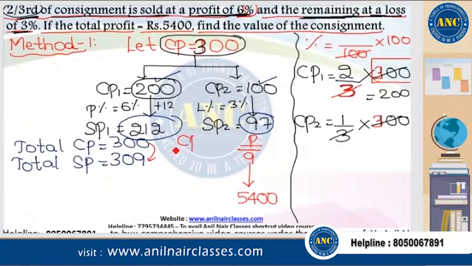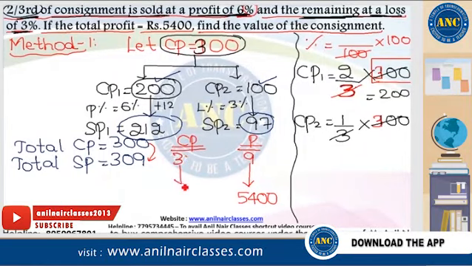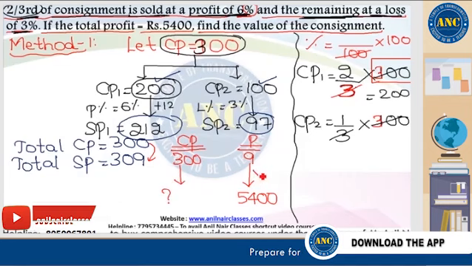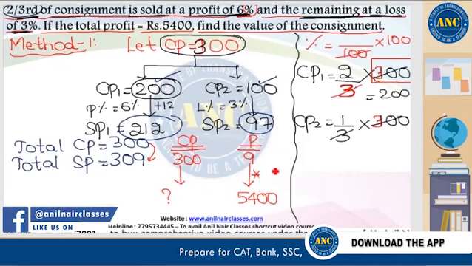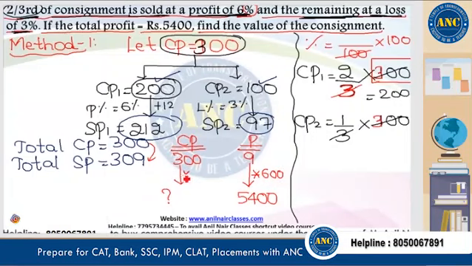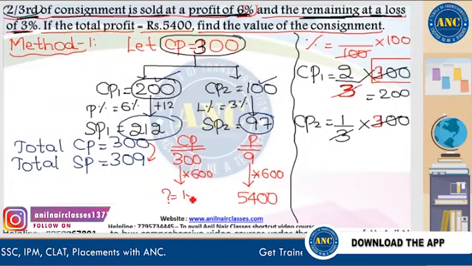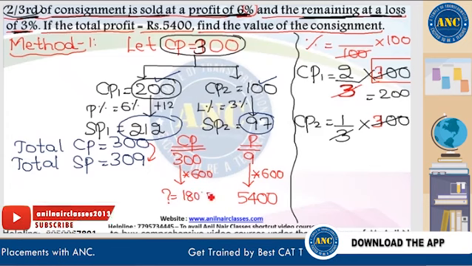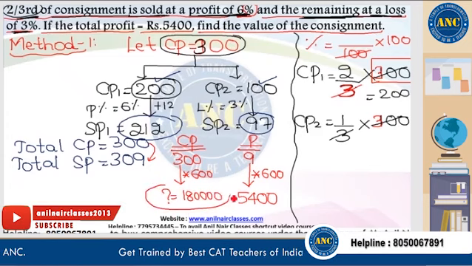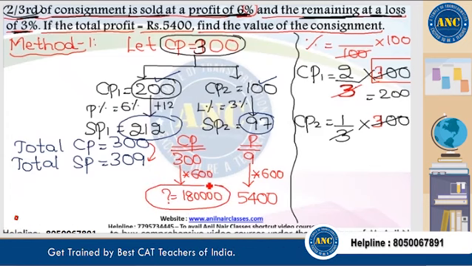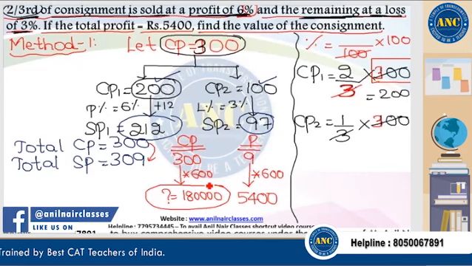Similarly, according to my assumption, cost price is 300. According to the question, how much are they asking? 9 into which number is 5,400? 9 into 600 is only 5,400. So 300 also multiply by 600. 300 into 600 is 1,80,000. Answer for this question is, beautifully it can be solved as 1,80,000.